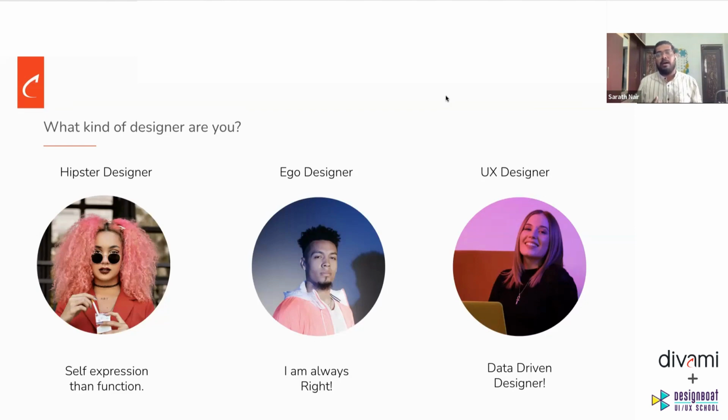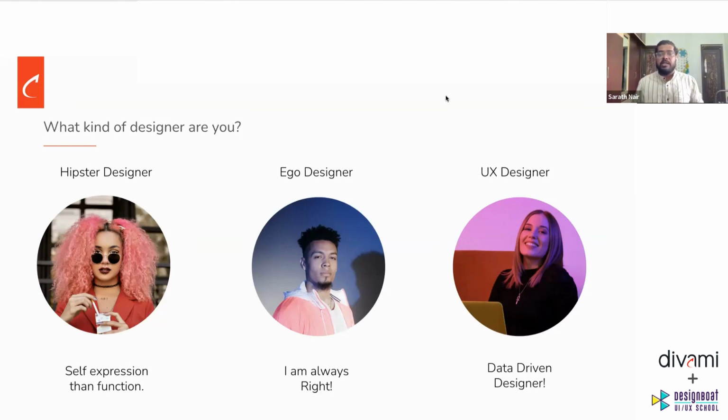The second type would be the ego designer. Ego designers are people who are experienced, who know what they are doing, but feel that they are always right. For them, even if the data is there, they'll feel, okay, I don't need that data. I am right. I know what I'm doing.